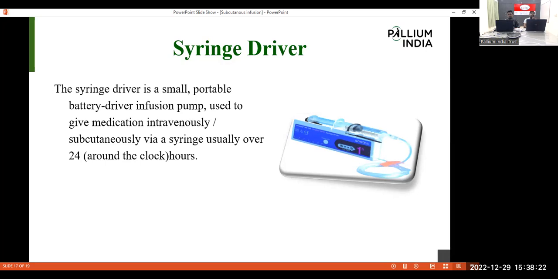In this syringe driver, only a 10 ml syringe can be used for loading, reloading and placing the injection for giving the infusion. But in a syringe pump or infusion pump, we can use a 20 or 50 ml syringe. In this syringe driver, only a 10 ml syringe can be used for giving the infusion.